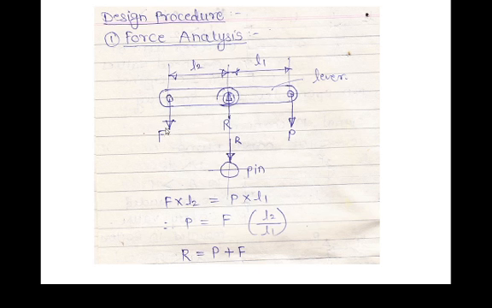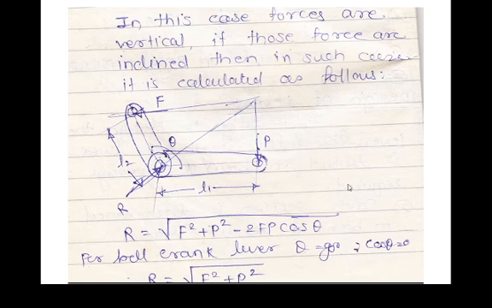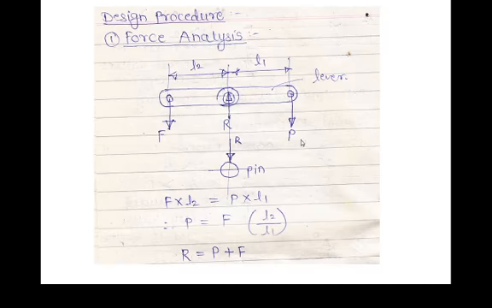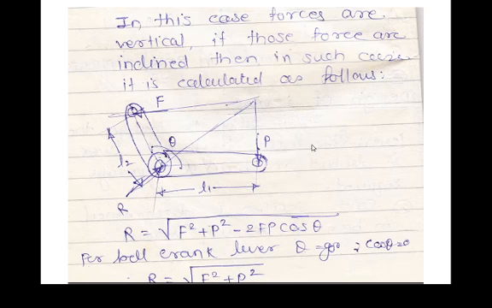Now by doing a summation of forces in the y direction, you will get F plus P is equal to R. And taking the bending moment at this location, you will get P into L1 is equal to F into L2. Therefore P will be equal to F into L2 divided by L1, and R is equal to P plus F. Now you have the two equations for the simple levers.